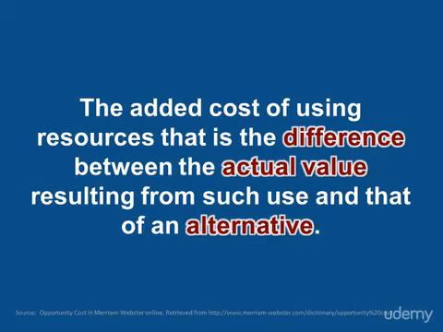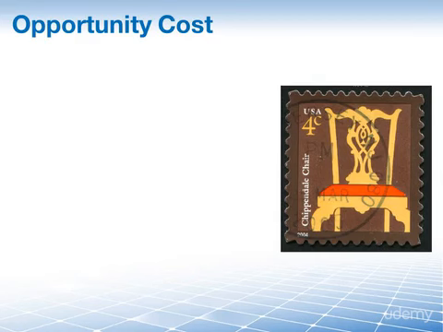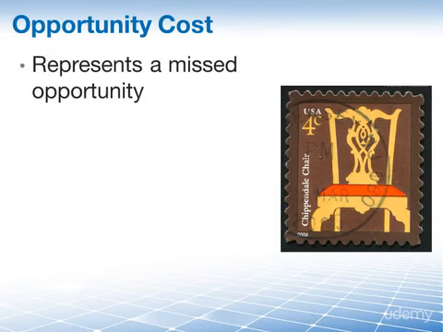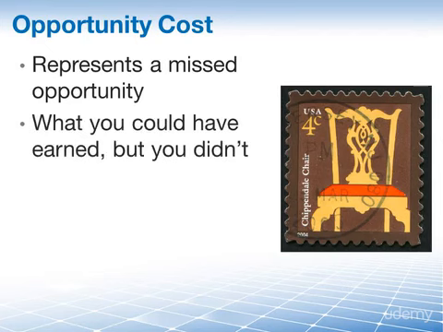So, for example, you own an acre of land and you had to choose between planting rice or planting corn this season. If you choose to plant rice, then the value of the corn harvest is your opportunity cost. So you see that the opportunity cost looks at what you could have done, but you opted not to do. So it represents a missed opportunity. It is what you could have earned, but you didn't because you chose a different path.